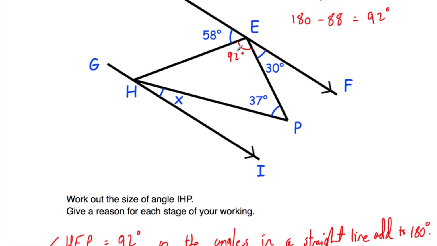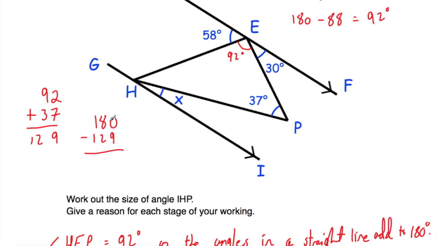So if we add together the 92 degrees and the 37 degrees, let's do that. So 92 plus 37, so 2 plus 7 is equal to 9, so put the 9 down. 9 plus 3 is equal to 12, so that's 129 degrees. So these two angles add together to be 129 degrees. So we're now going to do 180 subtract 129 degrees. And let's see what we get. And that'll be the size of angle EHP.